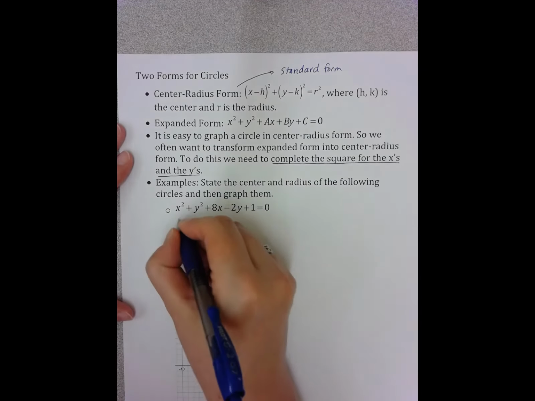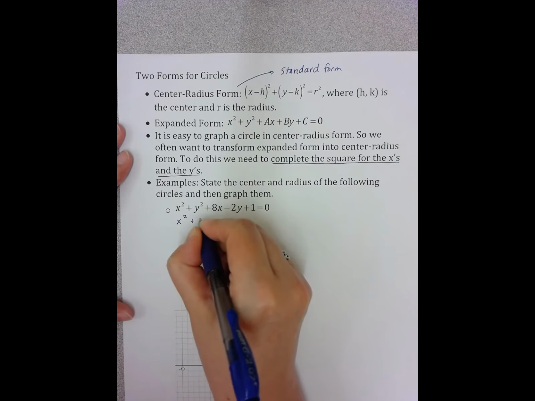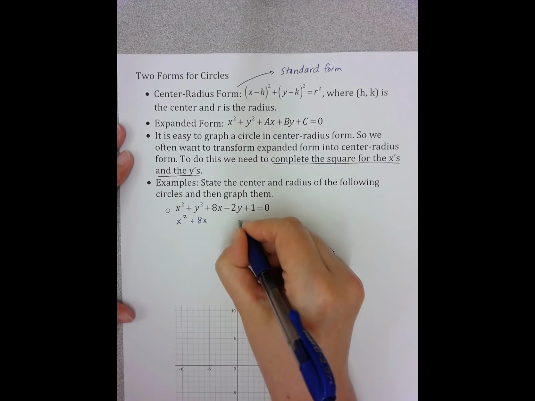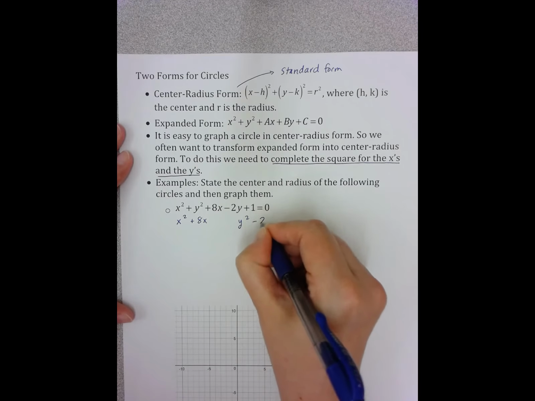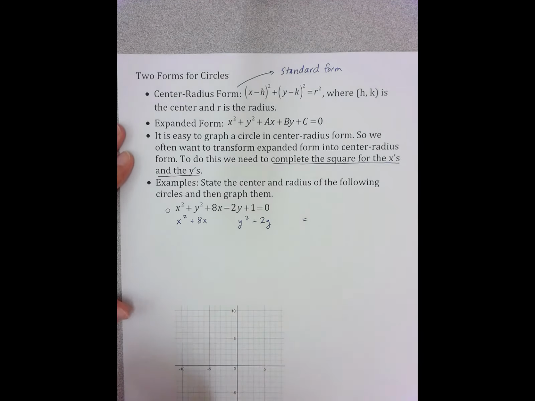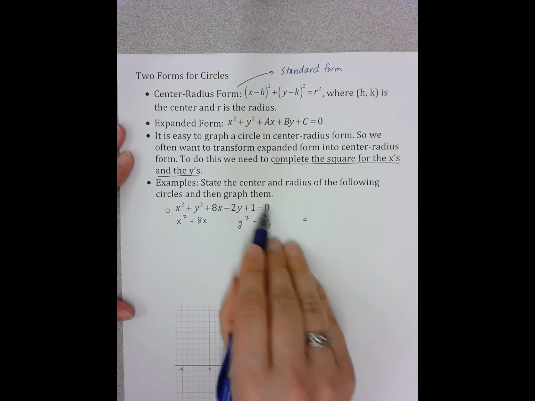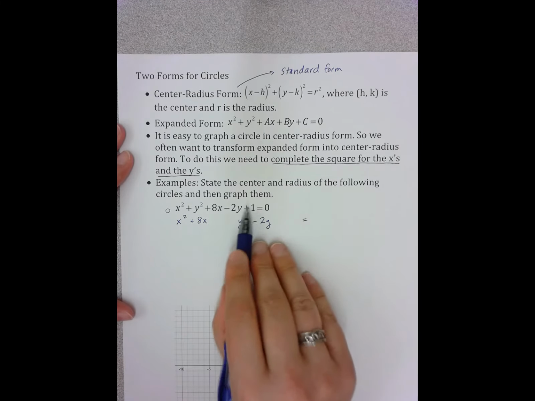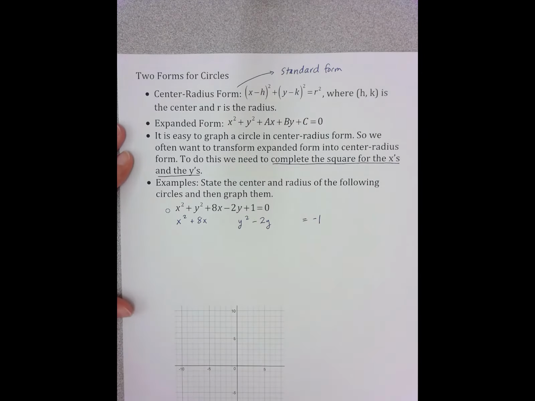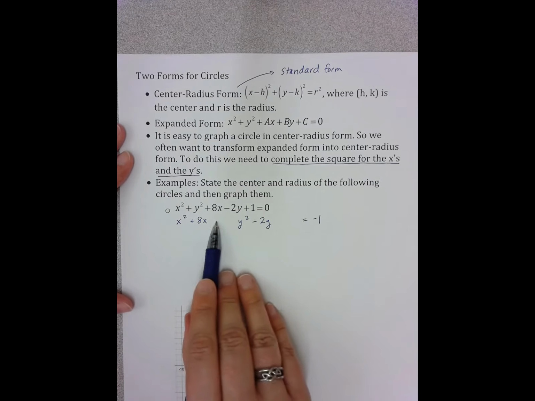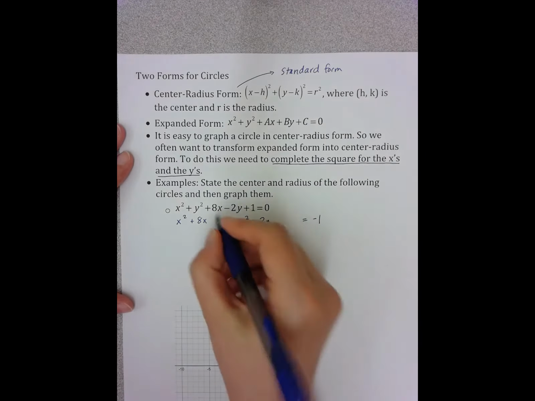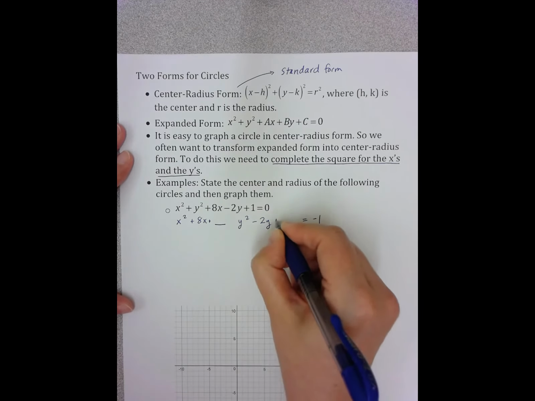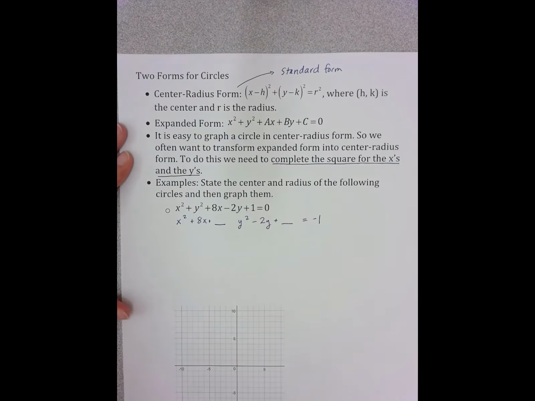So the first thing I'm going to do is rewrite this so that my x terms and y terms are together. And I've moved over any of the constants, the numbers without variables, to the right-hand side, since I want my numbers that are constants on the right-hand side in the end, the r squared. I'm leaving a space in both of these spots because this is where I'm going to complete the square.